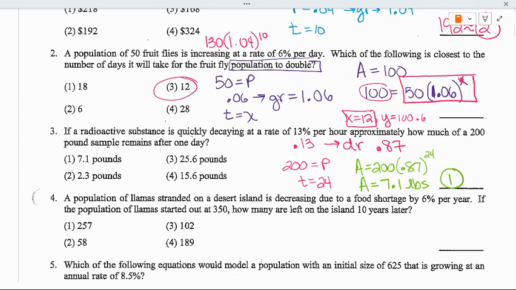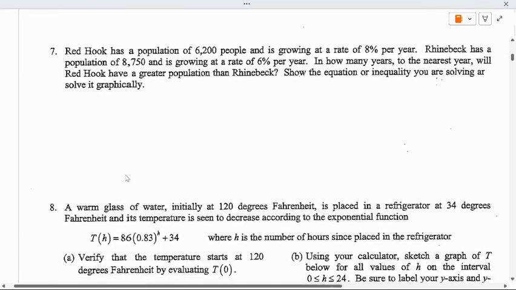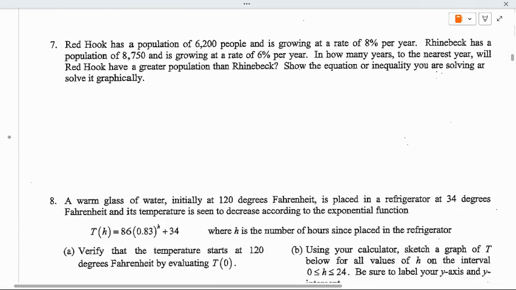Can you guys do 4, 5, and 6 by yourself, you feel like? Yeah, let's look at those word problems on the back. I would like to do number 7 with you. So it's talking about Red Hook. Are we all there? On page 2? Okay, back page.